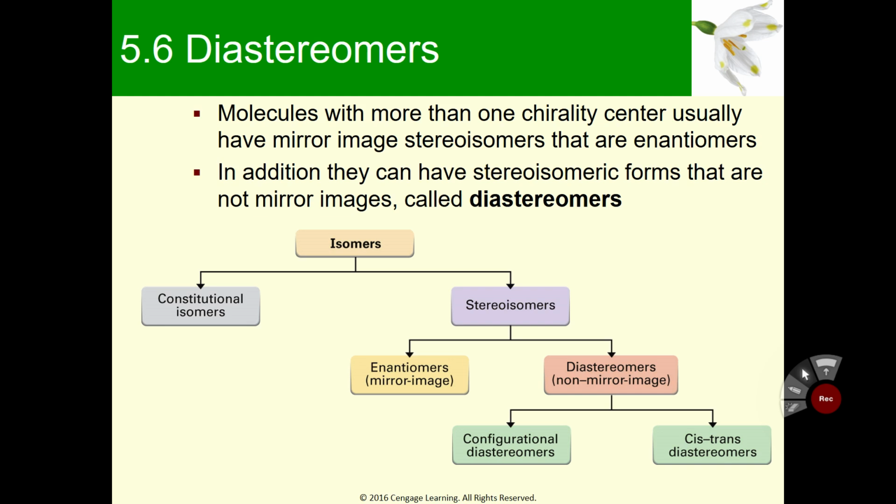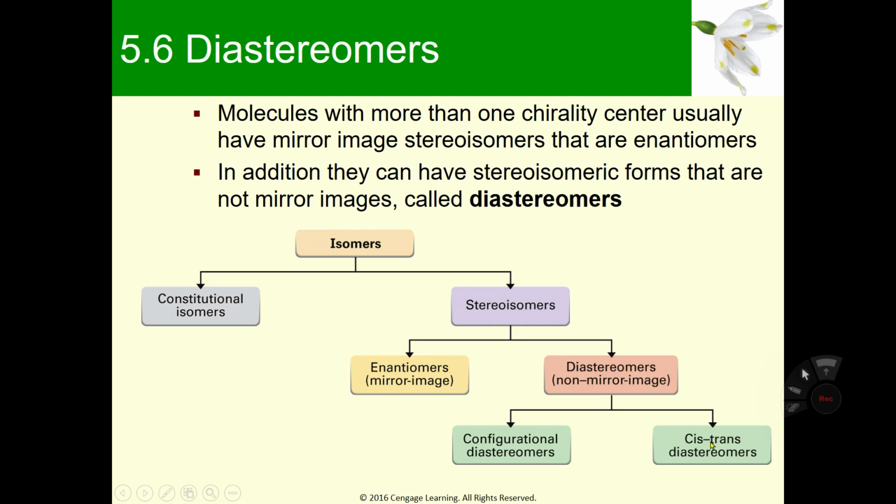In other words, if the stereoisomers are not enantiomers, then they must be diastereomers, all right? So compounds with chiral centers that are not in an enantiomeric relationship, we call diastereomers. Most of those diastereomers with chiral centers are usually called configurational diastereomers. There is a specific kind of diastereomer called cis-trans isomer. We already know what the cis-trans isomers are, right?